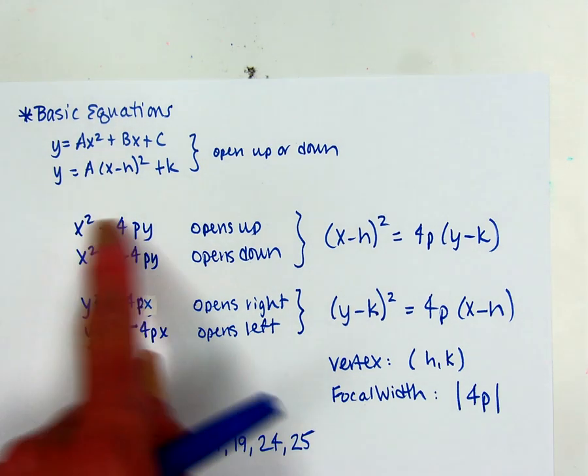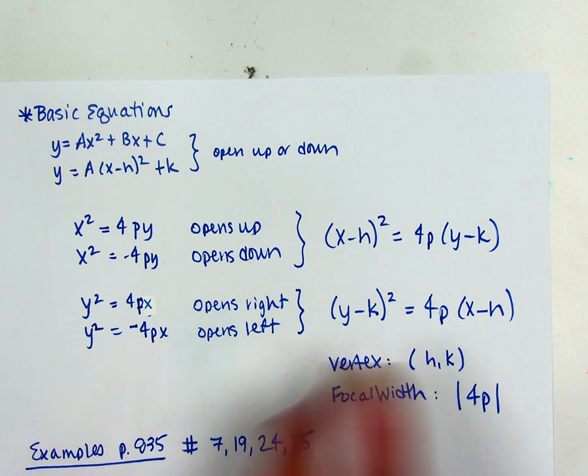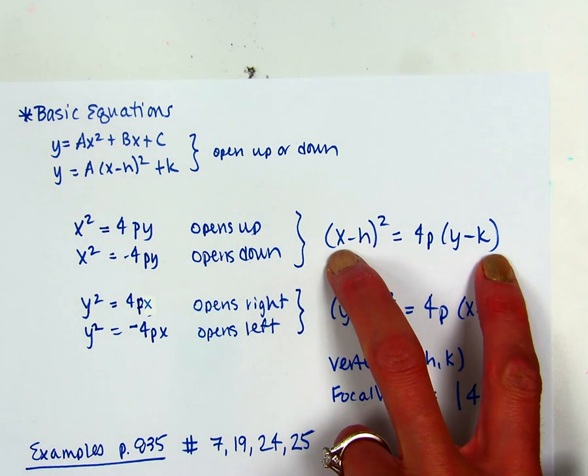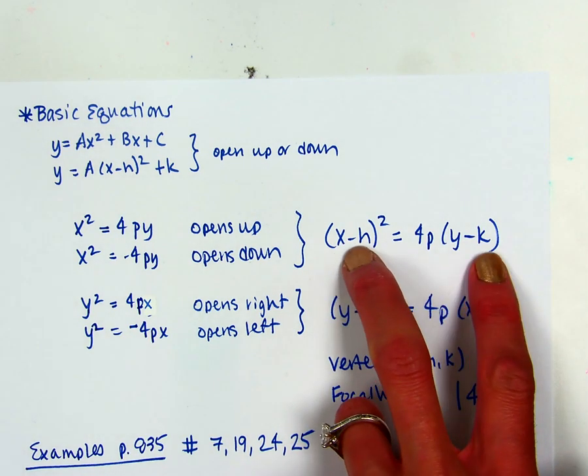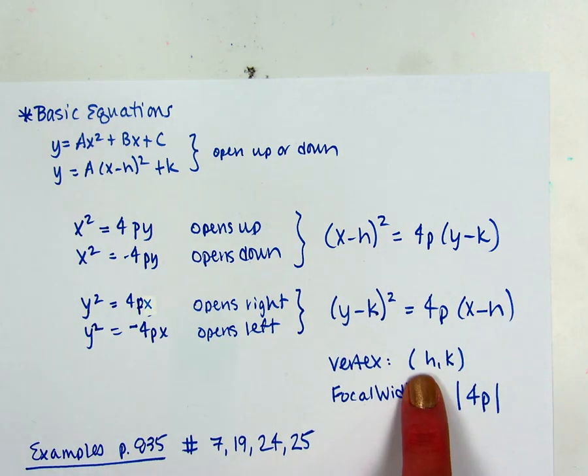All right, now these are for when the vertex is at 0, 0. Certainly that's not always going to be the case, so sometimes they'll be shifted over. Right? You have an h and a k value, and same thing here. Here's h, here's k. So your vertex will be at h comma k, and your focal width is always a positive value.